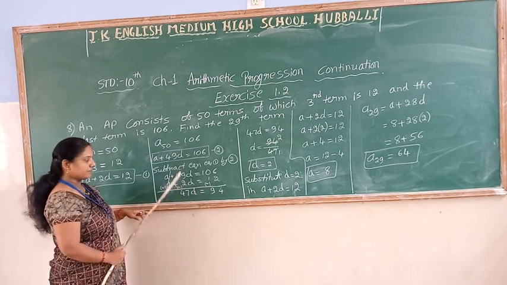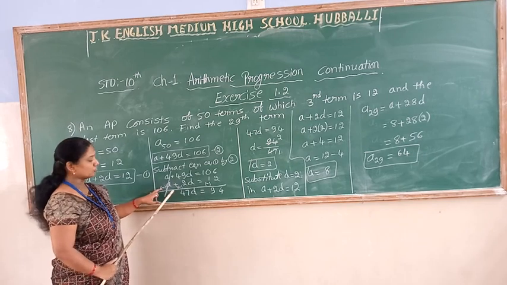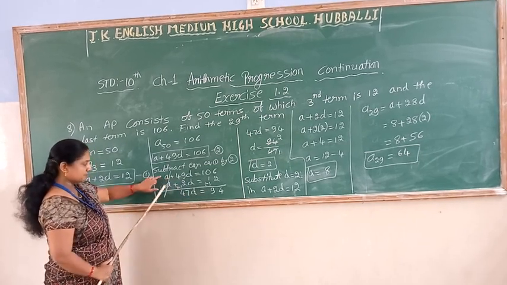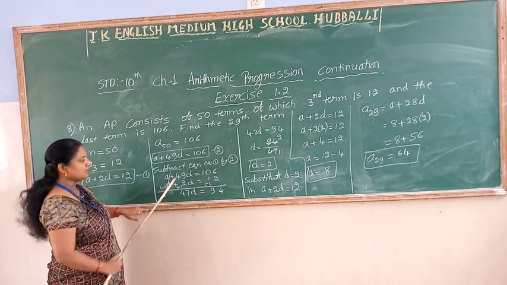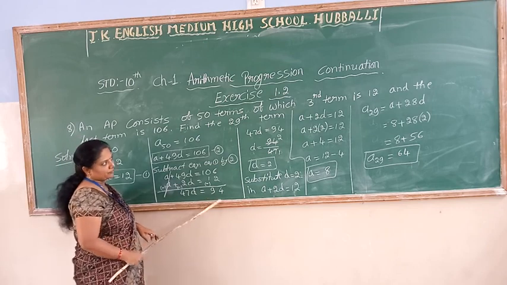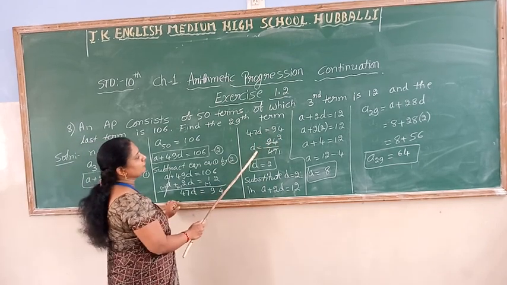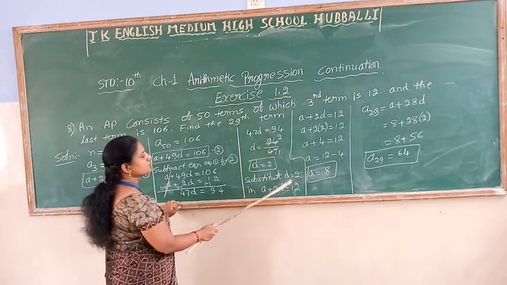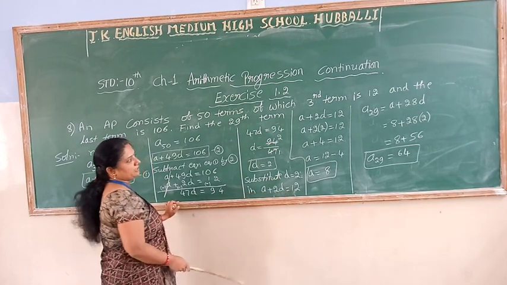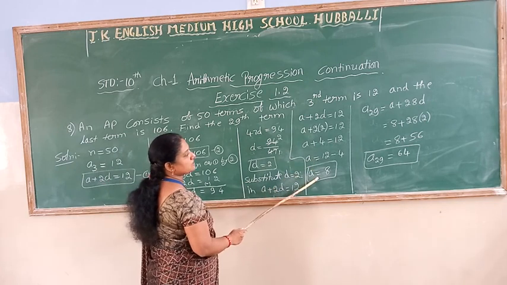So then subtract. Change the sign. While subtracting you have to change the sign. So then we change the sign, and this plus a and minus a will cancel. 49 minus 2 is 47b is equal to 94. 47b is equal to 94 and b is equal to 2. Substitute b is equal to 2 in a plus 2b is equal to 12. Then if you substitute, you are going to get a value as 8.